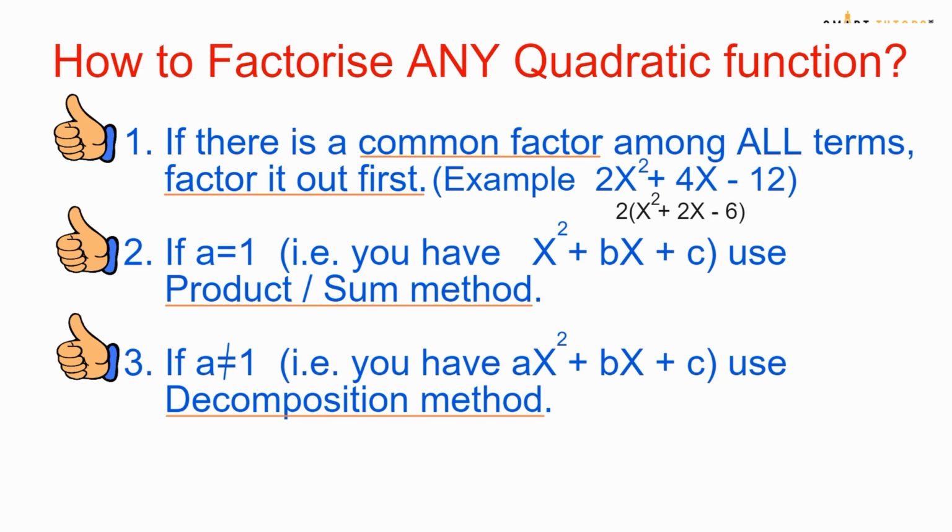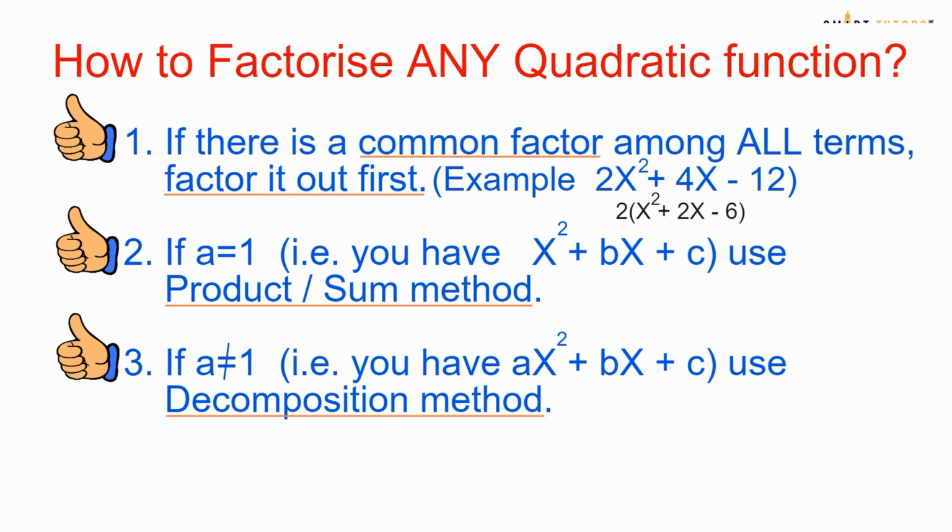Rule number 2. If a equals 1, for example, you have x squared plus bx plus c, use the product sum method. Product sum method we are going to discuss in the next slide. So a equals 1 means any quadratic function starting with x squared, and there is a method for that, the product sum method.